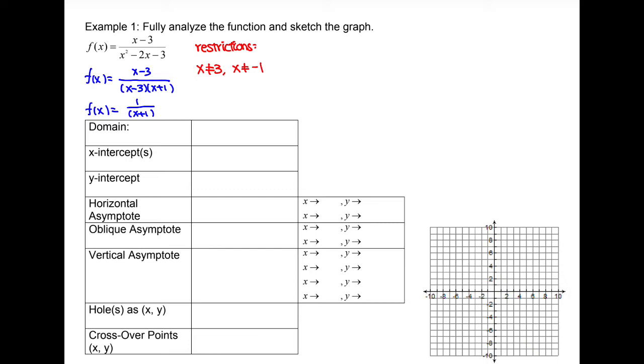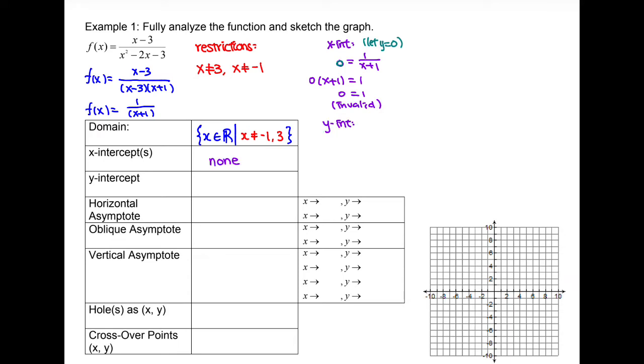So now, we can find our first piece of information, the domain. x is an element of the real numbers such that x cannot be negative 1 and 3. Second, let's find the x-intercepts and y-intercept. For the x-intercept, we let y equal 0 and substitute into the function, then we get 0 equals 1, which is not possible. Therefore, we do not have any x-intercept.